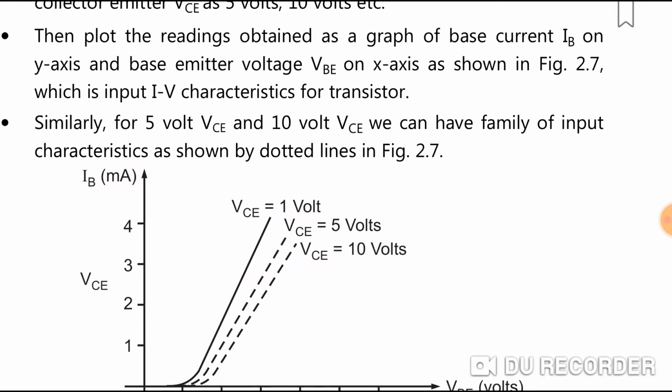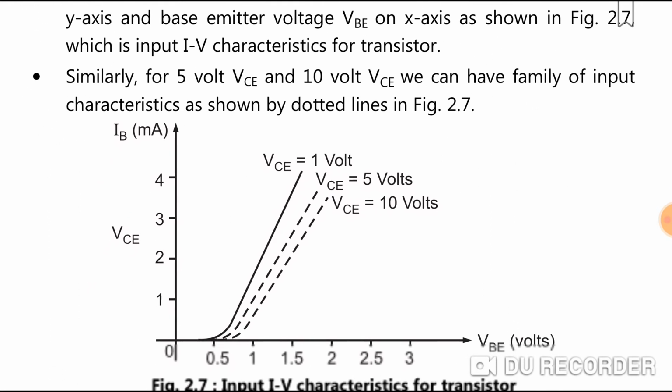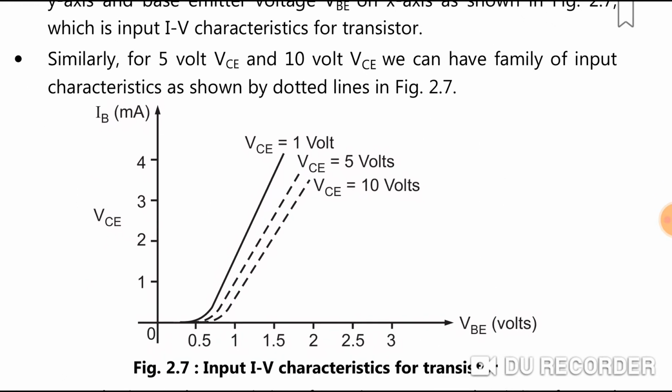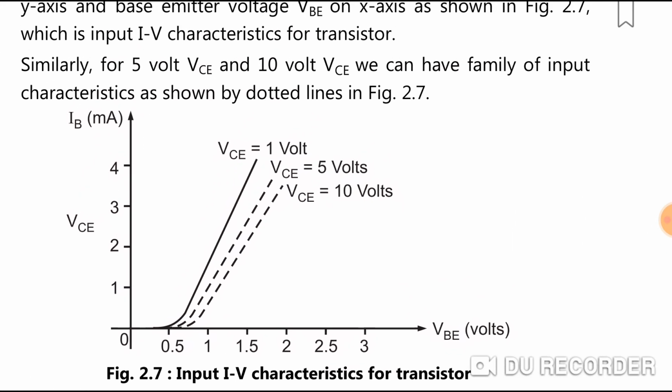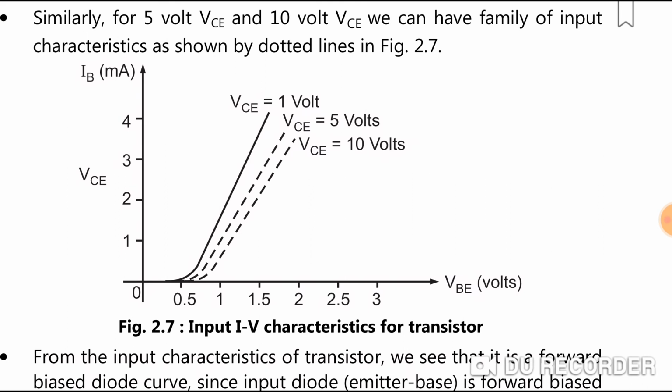Then plot the readings obtained as a graph of base current IB on the y-axis and base emitter voltage VB on the x-axis, which is the input characteristic for the transistor. Similarly, for 5 volt VC and 10 volt VC, we can have a family of input characteristics as shown in the figure. Now this is the input characteristic, IV characteristic for a transistor.